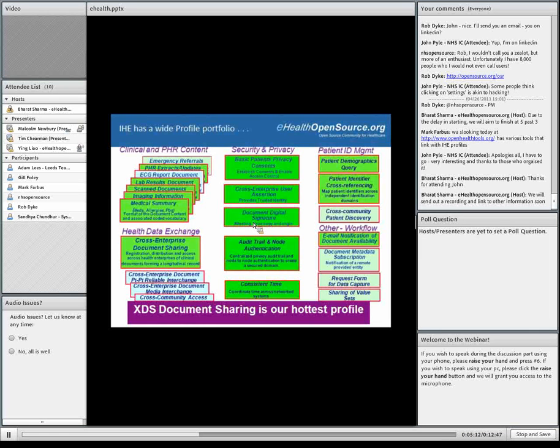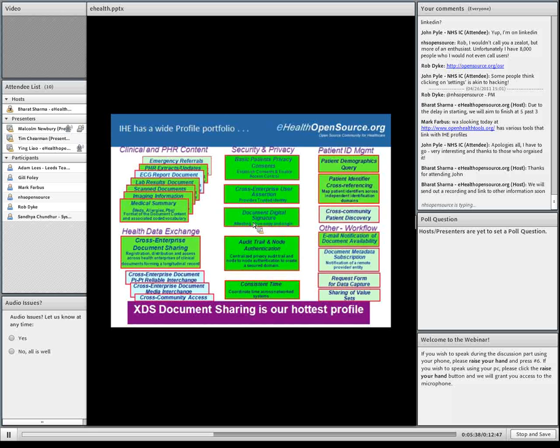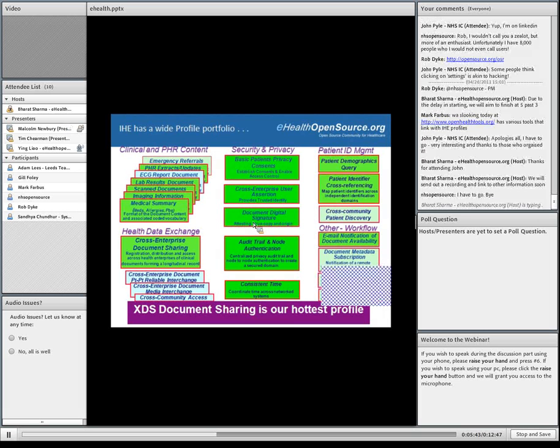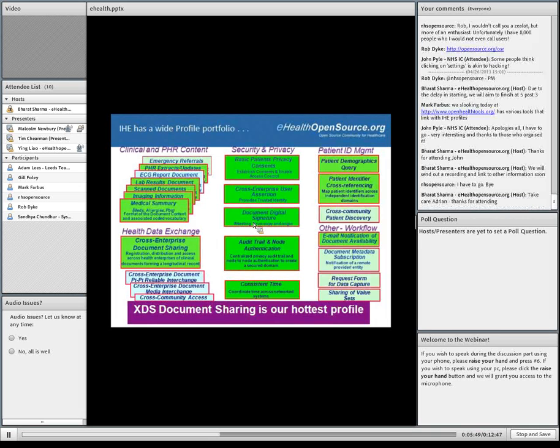Okay. So we cover basically every aspect of healthcare. So clinical and PHR content, security and privacy, patient identification management, workflow in healthcare, data exchange, documents exchange. If you can think of a problem in healthcare that's kind of a common problem that's solved in more than one place, chances are we've got a profile for it in IHE, which calls up a range of open standards which allow systems to be compliant in the normal way.